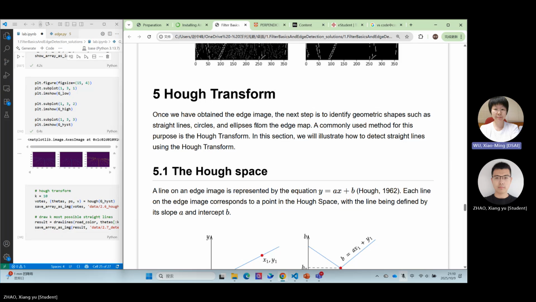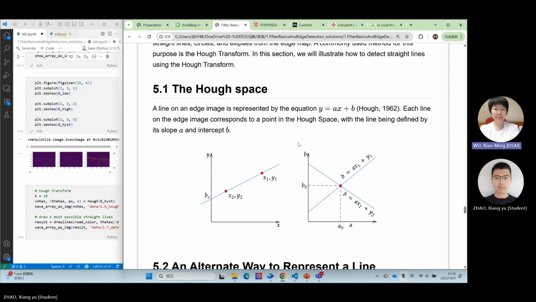Once we have obtained the edge image, the next step is to identify geometric shapes such as straight lines, circles, and so on from the edge maps. A commonly used method for this purpose is the Hough transform. In this section, we will illustrate how to detect straight lines using the Hough transform.